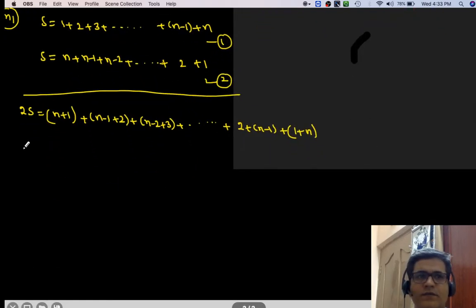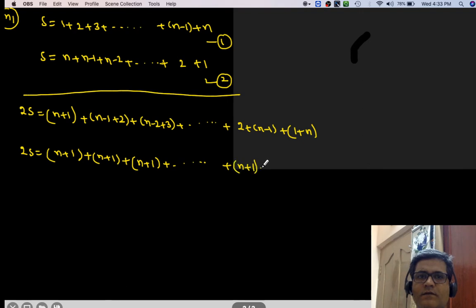Now this 2S is equal to the first bracket, n plus 1, plus the second bracket, n minus 1 plus 2, that is again n plus 1, plus the third bracket, n minus 2 plus 3, that is also n plus 1, plus etc. up to the last but one term, that is n plus 2 minus 1, that is n plus 1, plus n plus 1.